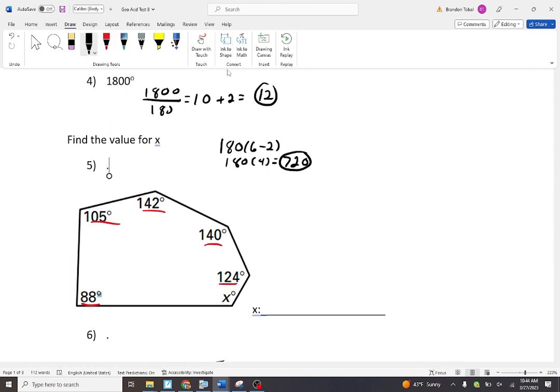Usually how I write it, I say 720 equals 88 plus 105 plus 142 plus 140 plus 124 plus x. 720, all that added up. Again, make sure you bring a calculator to your test. They help.